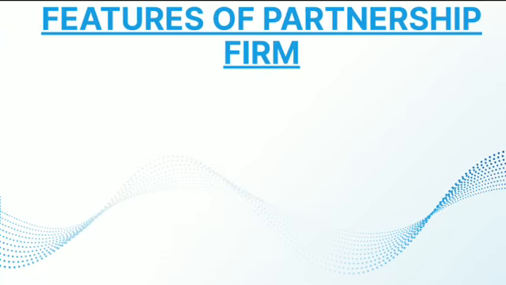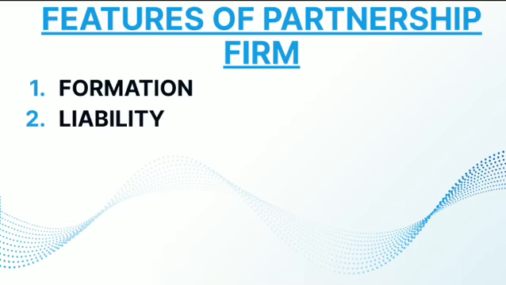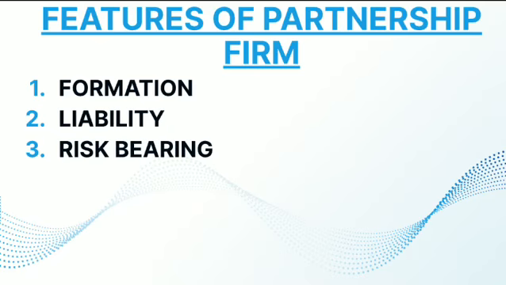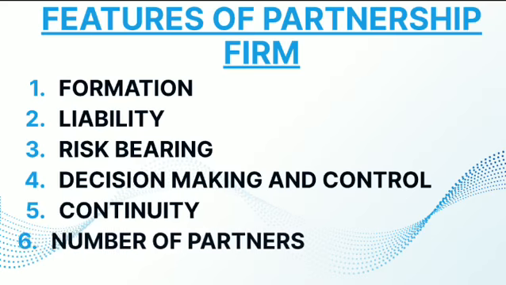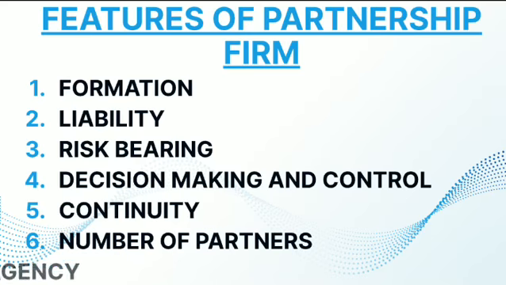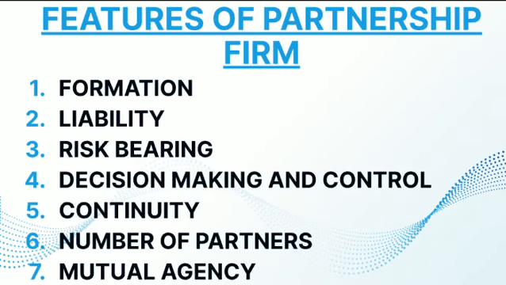Now we'll study the features of partnership firm one by one. The first one is formation. The second is liability. The third is risk bearing. The fourth is decision making and control. The fifth is continuity. The sixth is number of partners. And the seventh is mutual agency. So these are the 7 points of features or characteristics of what a partnership firm is all about. We'll study these one by one.